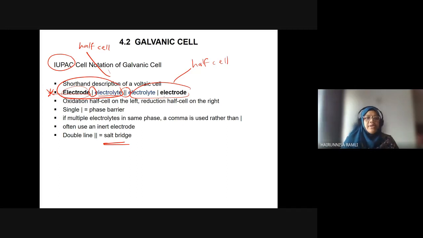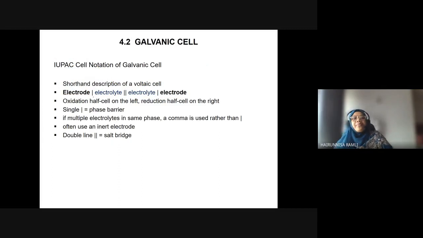Okay, so kalau you tengok kat sini, electrode slash electrolyte, double slash electrolyte slash electrode. So kalau you nampak kat sini, okay saya padam eh. Kalau you tengok balik kat sini, electrolyte tu di dalam. Electrode, which is the solid kan, mesti berada di kat luar. Tak kisahlah dia oxidation ataupun dia reduction, dia mesti luar, dekat luar eh.